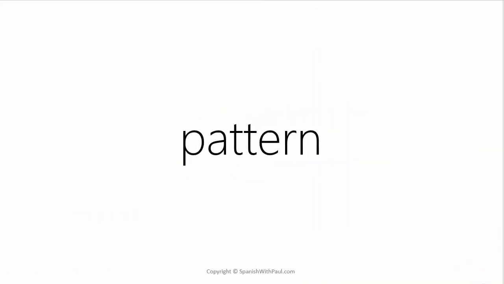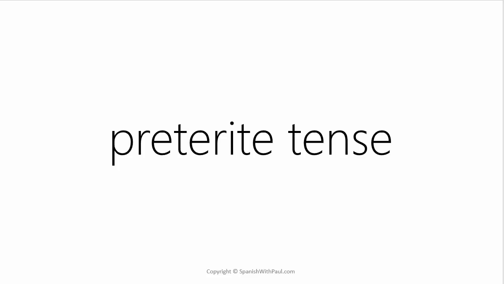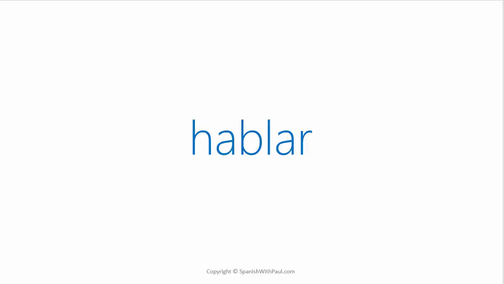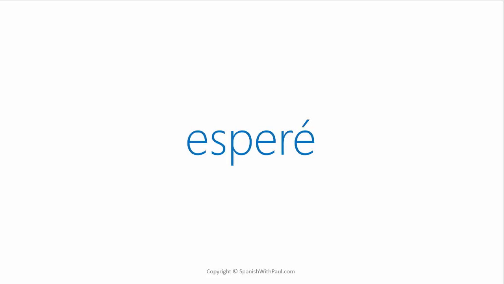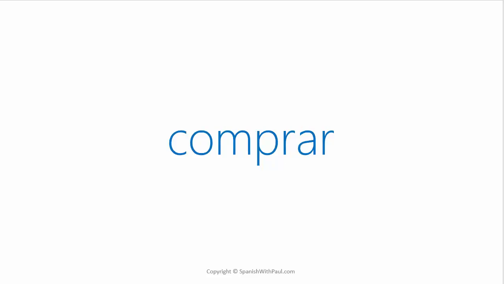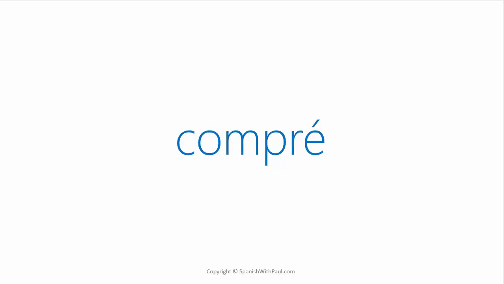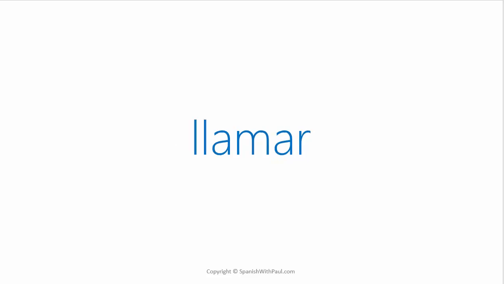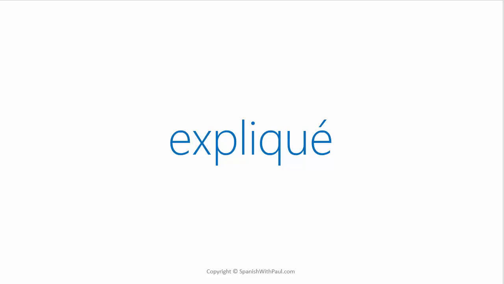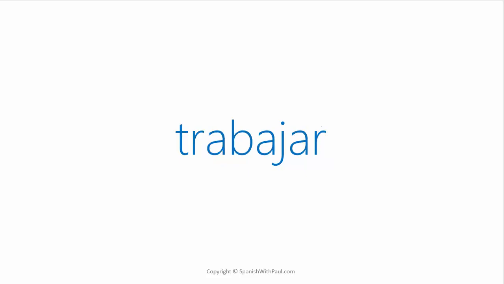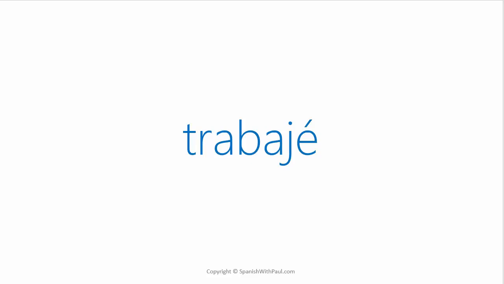By now, you should be noticing a very clear pattern when it comes to the preterite tense in Spanish. For example, hablar goes to hablé. Esperar, esperé. Comprar, compré. Llamar, llamé. Explicar, expliqué. Trabajar, trabajé.